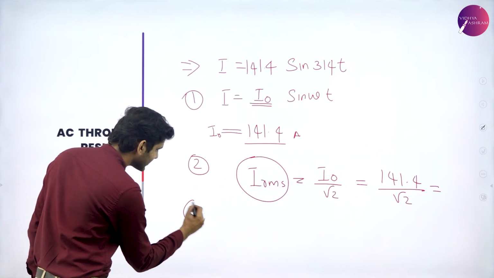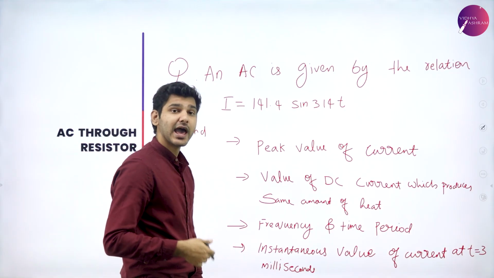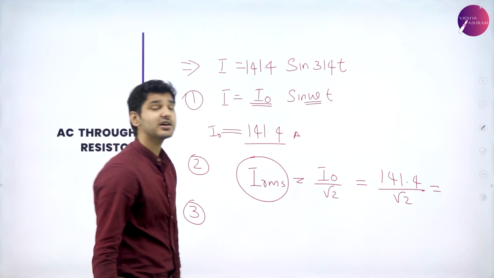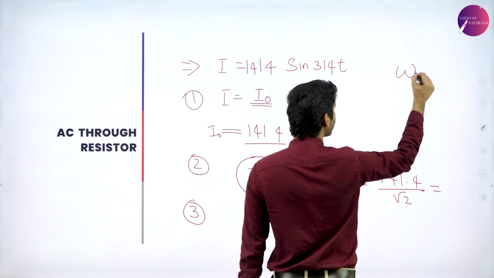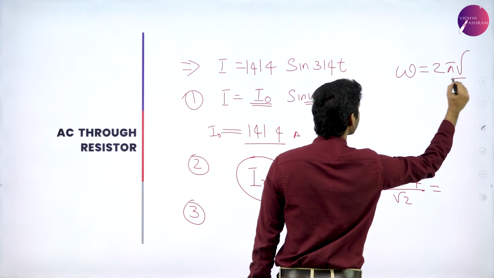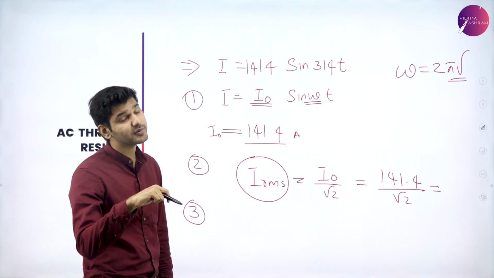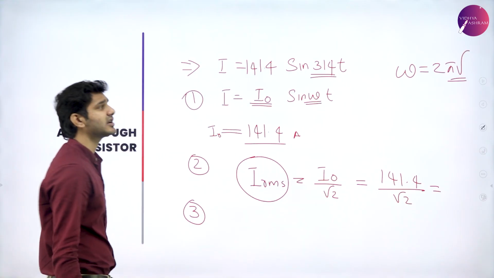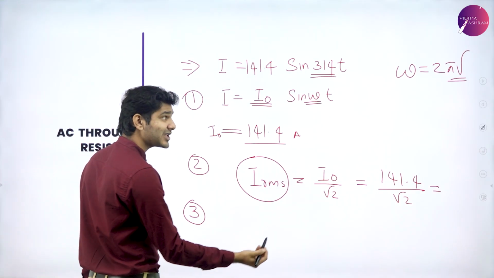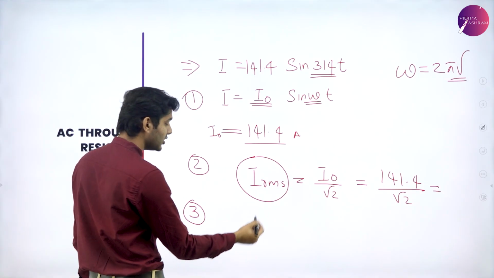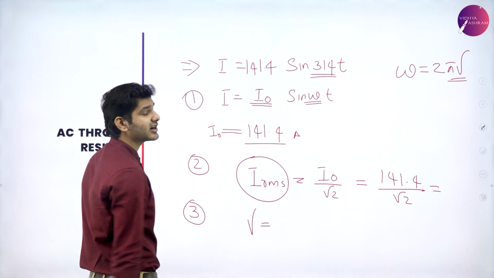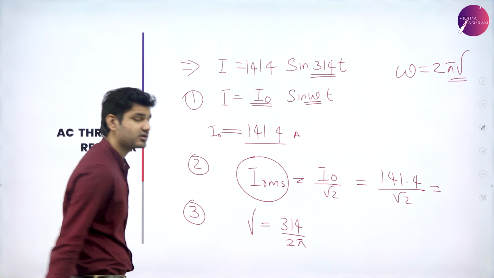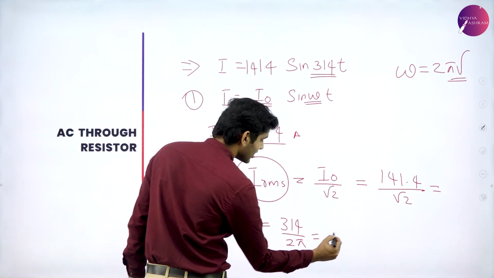Now the third question, which is find the frequency and time period. That is also very easy because we know that omega is the angular frequency, given by omega is equal to 2 pi nu. And we are asked to find the frequency, not the angular frequency. So we identify omega, here it is 314. The natural frequency nu is equal to omega divided by 2 pi, or simply 314 divided by 2 pi, and you will get your frequency in hertz.